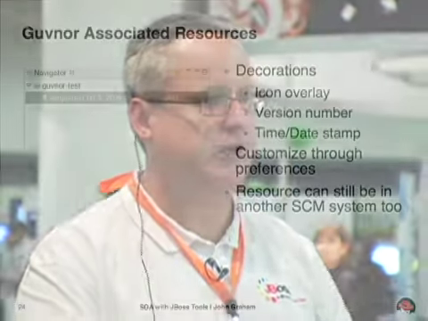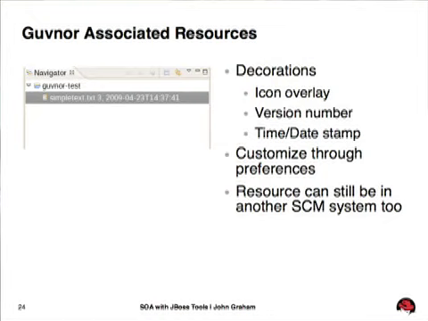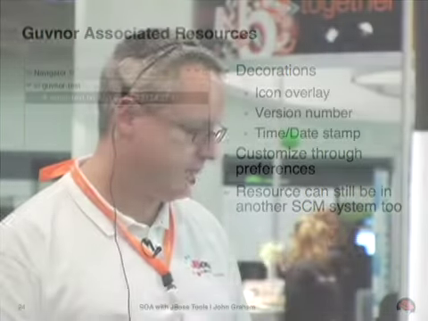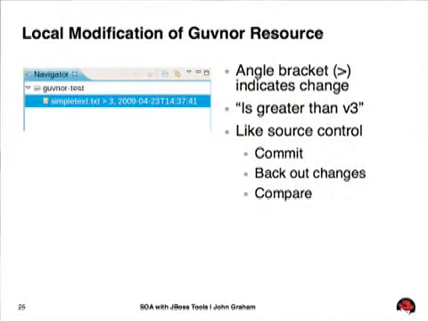We have decorations, so when you have a resource that's actually governed, you get an icon decoration, you can see that, and you get a version stamp, and you get some date time information. So this is a visual representation that lets you know that this resource is also available in Governor, and what the current version is. And this also could be in another SCM system as well. If you change it, by default, you get this angle bracket, which is sort of the greater than. So this resource is now greater than version 3. So this indicates a local dirty copy.